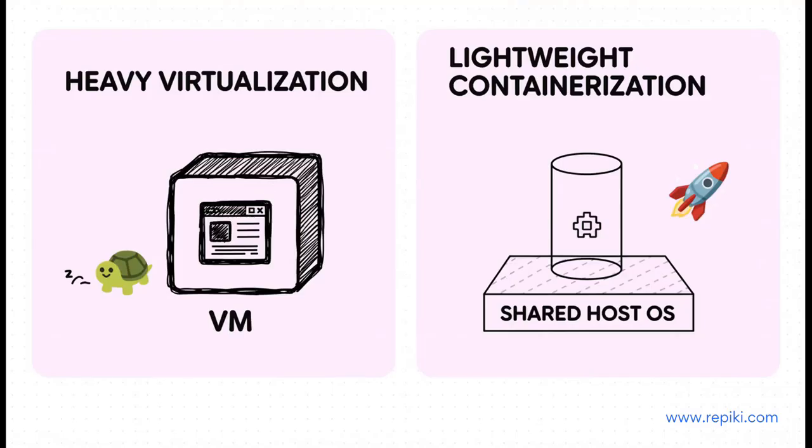When you really boil it down, the choice comes down to one fundamental trade-off. On one side, you've got heavy virtualization. We're talking VMs. This gives you total OS isolation, like having a completely separate server, but man, it will eat up your system resources. On the other side, you've got lightweight containerization. This approach shares your machine's OS kernel, which makes it super fast and really, really lean.